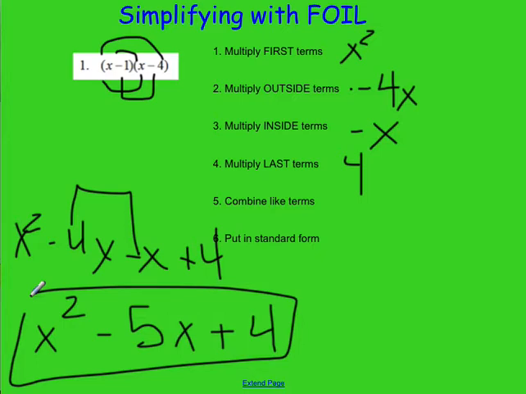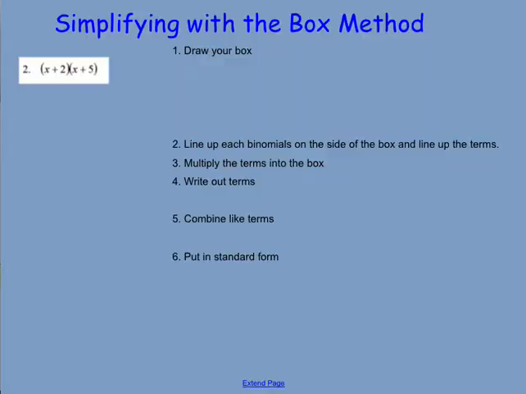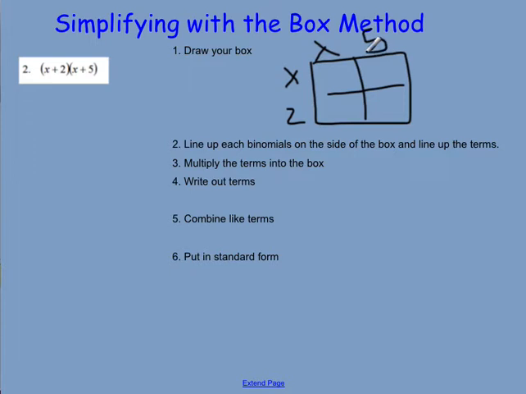Okay, next what I'm going to do is the box method. So let's take a look at the box method. The first thing you're going to do is draw your box. Then you're going to line up each of the binomials on the side of the box with like terms. So we have x and 2, x and 5, like so. And now we're going to multiply into the box. I'm going to take x times x, which gives me x squared. Then I'm going to take 5 times x, which is going to give me 5x.